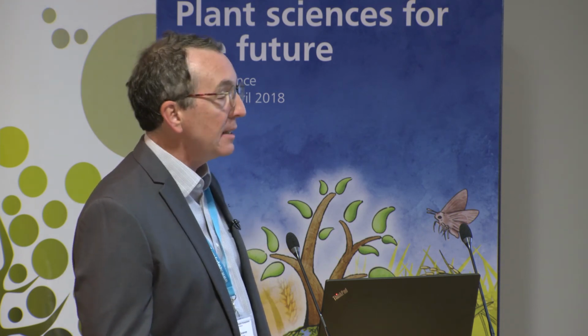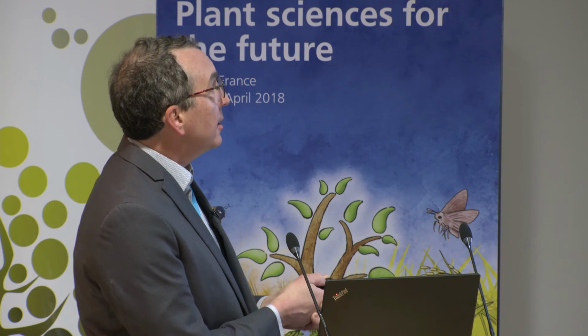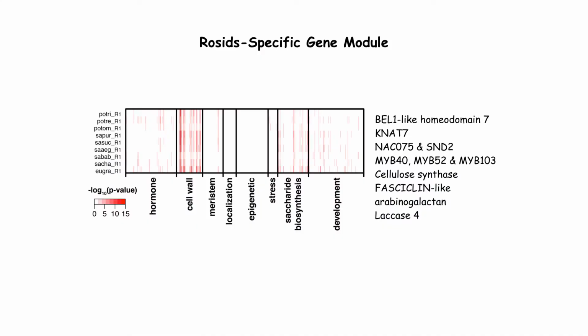Now we also identified lineage or even species-specific modules, and I'll just show one example here. This is actually a rosid-specific module. And when we look at some of the genes that are enriched within the cell wall group of genes, what we find are a number of genes that have been previously identified as being very important for wood formation, including transcriptional regulators as well as genes involved in construction of the cell wall.